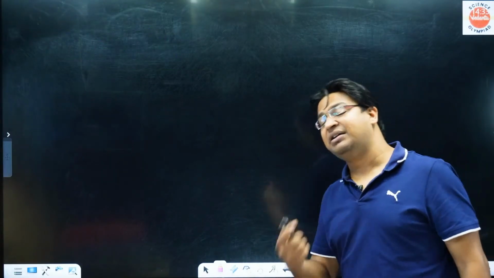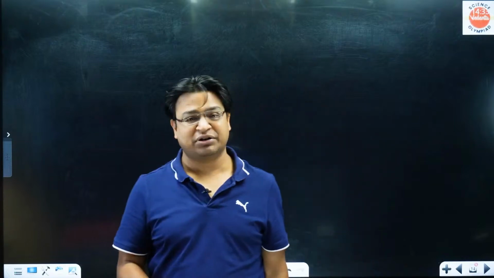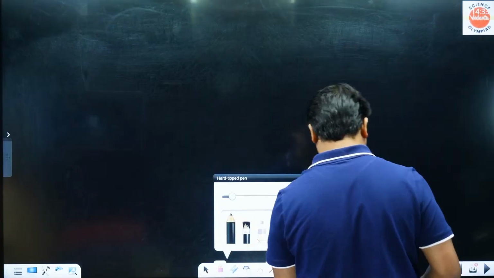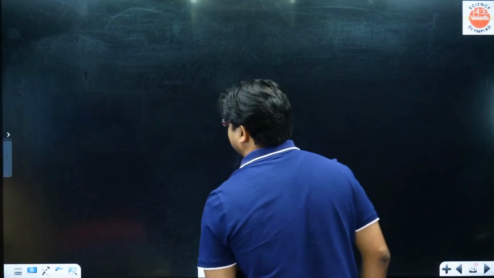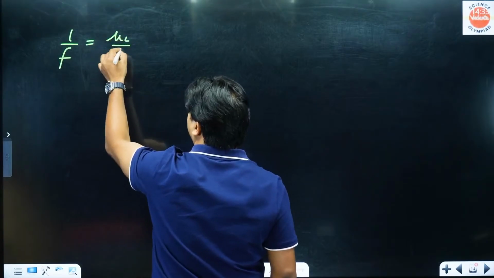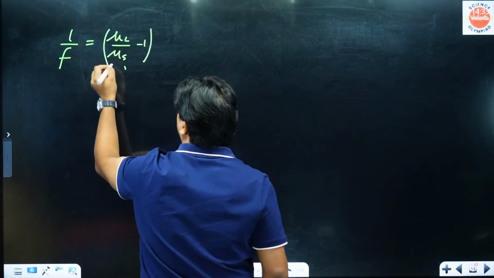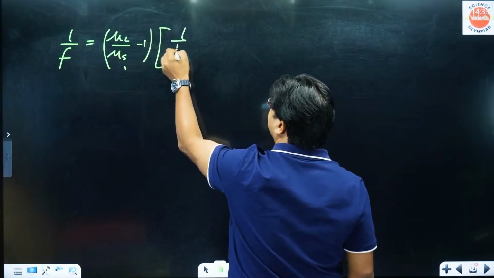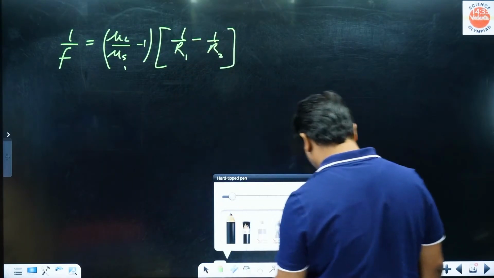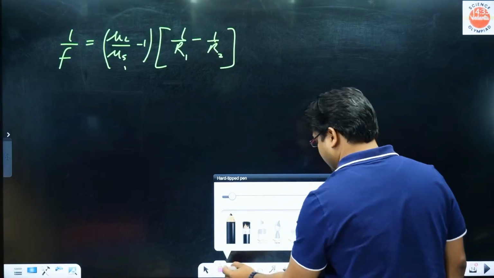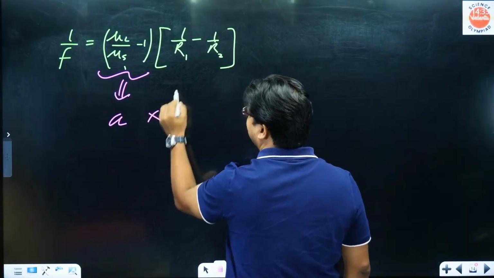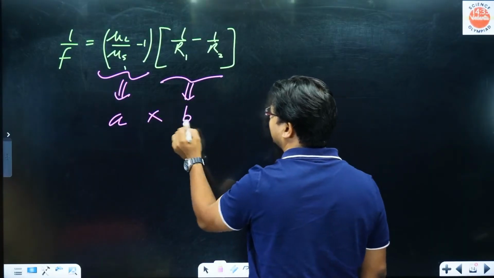Let me highlight another very important aspect of lens formula to you. So what is that important aspect? Have a look at this. If I write the lens formula again here, it is mu L by mu S minus 1, and then it is 1 upon R1 minus 1 upon R2. So notice that this formula is a product of two terms. Let's call this A, and let's call this B. So it is a product of A and B.